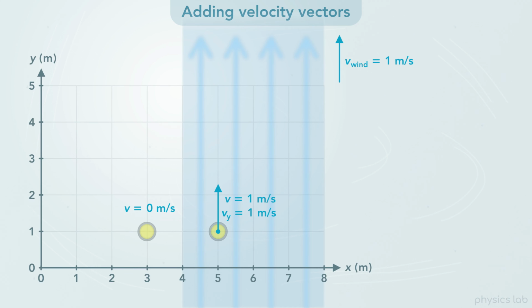The wind is pushing the stone up, so the wind increases the stone's y velocity component, Vy. But it's not pushing the stone left or right, so the wind does not change the x component, Vx, which is still 0.